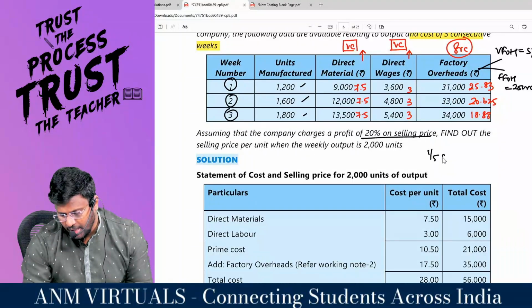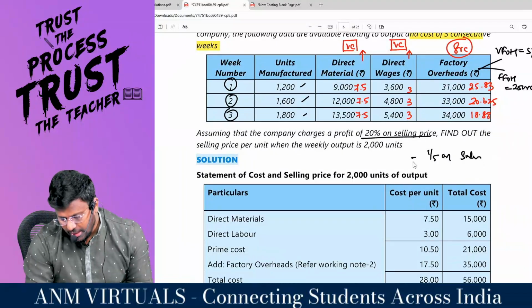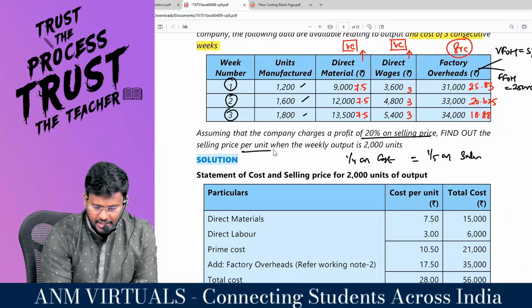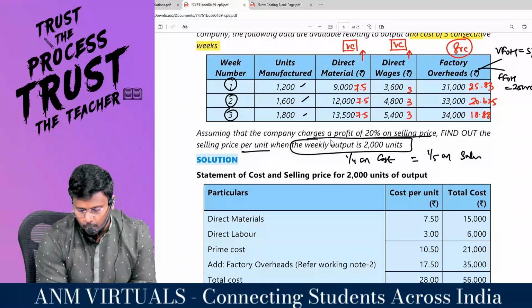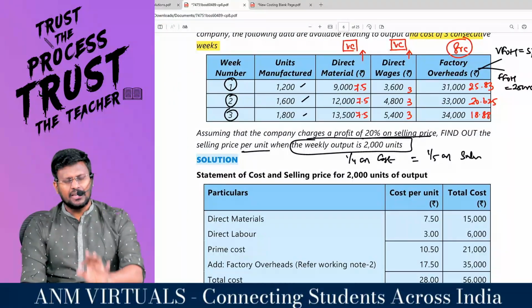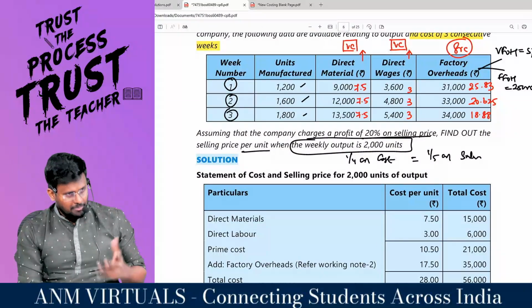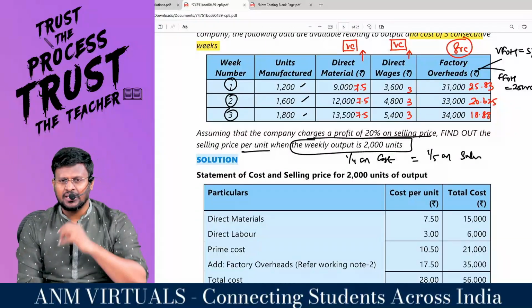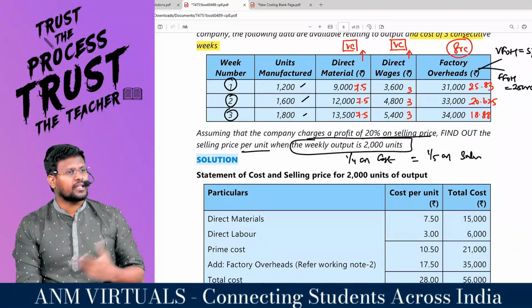That is 1 by 5 on sales, which is equal to 1 by 4 on cost. Find out the selling price per unit when the weekly output is 2,000 units. Basically, indirectly they have asked for a flexible budget. They are asking that in order to manufacture 2,000 units, what is the cost you will incur?